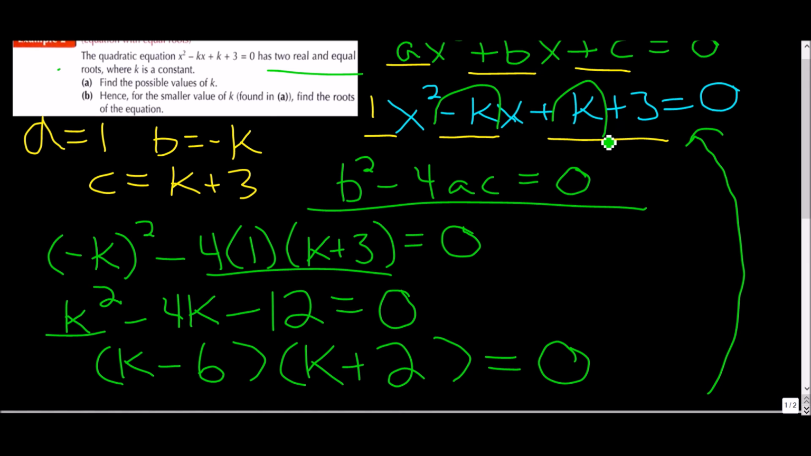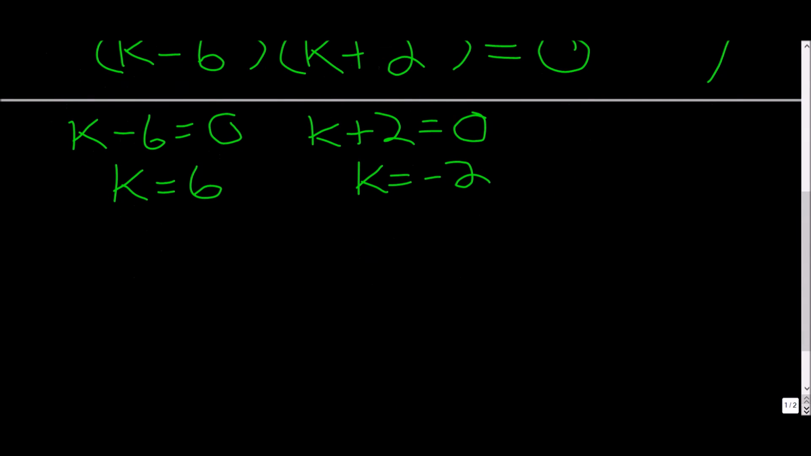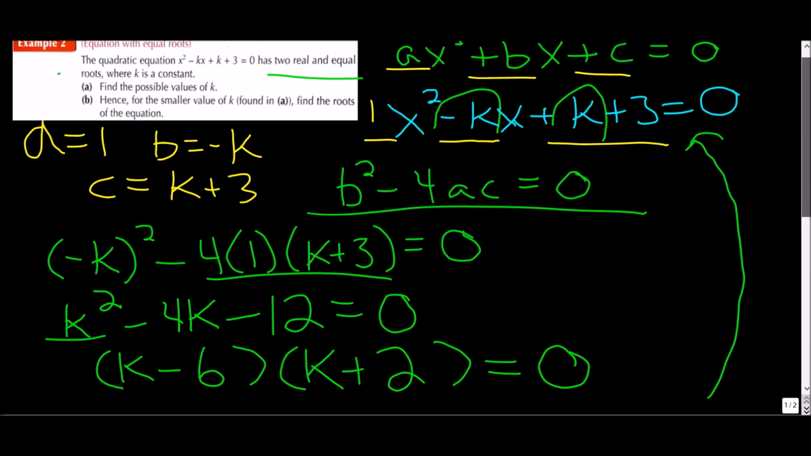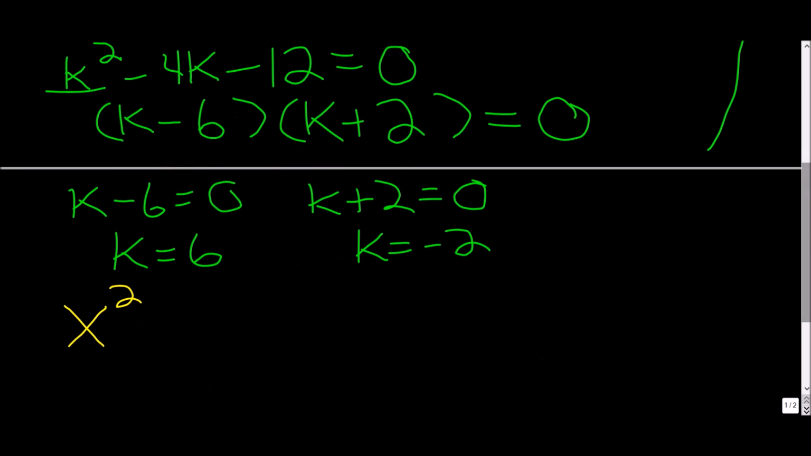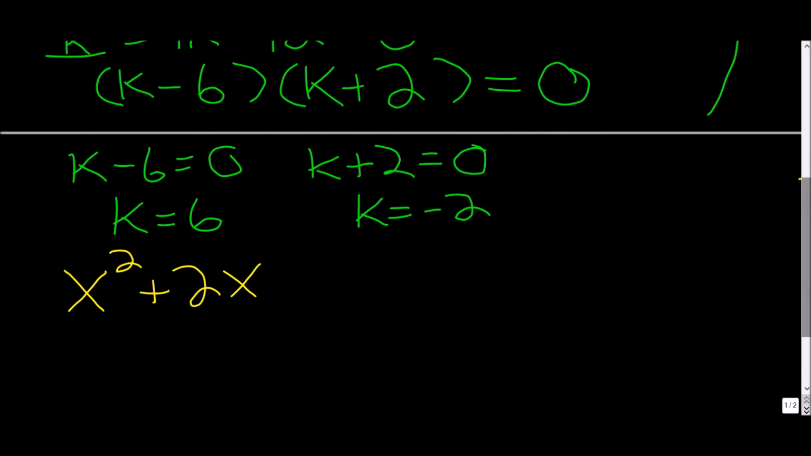So x squared stays the same. We then have negative kx. So the opposite of k would be a positive 2. And then we have k plus 3. K plus 3 is negative 2 plus 3, which is going to be a positive 1. And that will equal 0. So at this point, we should find that we're going to get two of the same roots. And we want to figure out what are those roots going to be.